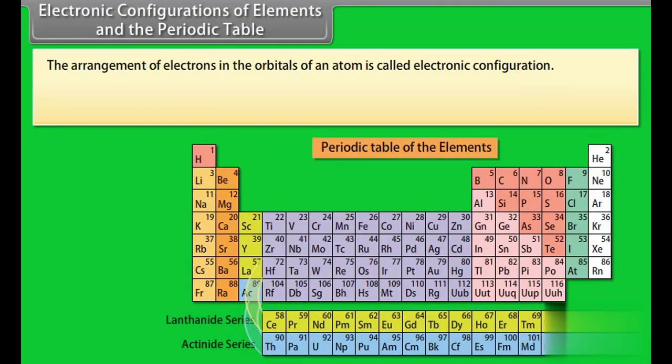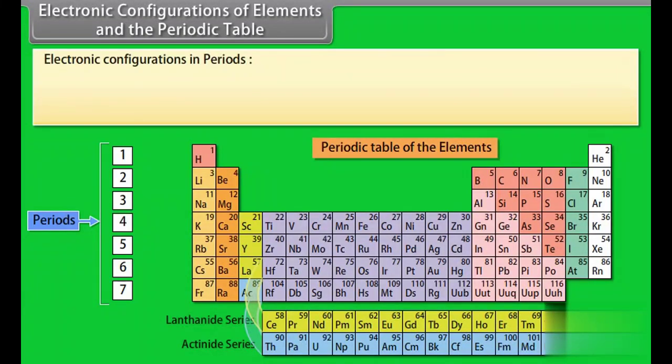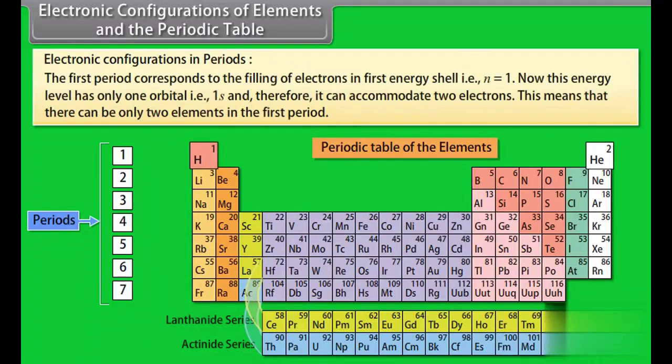Electronic configurations of elements and the periodic table. The arrangement of electrons in the orbitals of an atom is called electronic configuration. The number of the period represents the principal quantum number of the valence shell of elements present in it. Electronic configurations in periods. The first period corresponds to the filling of electrons in the first energy shell, that is, n equals 1. This energy level has only one orbital, that is 1s, and therefore it can accommodate 2 electrons. This means that there can be only 2 elements in the first period.